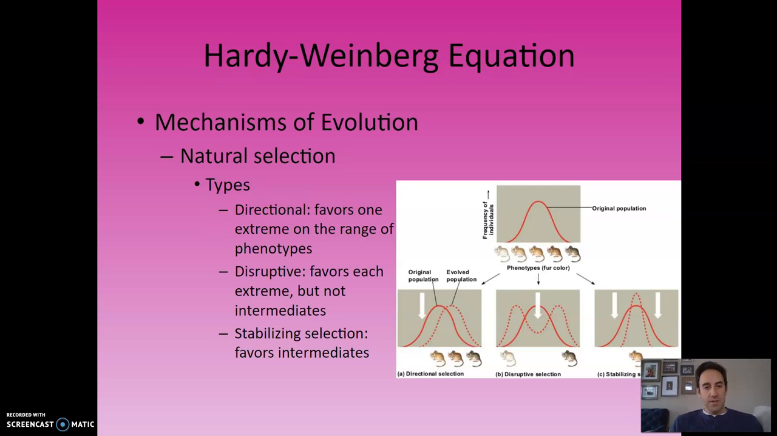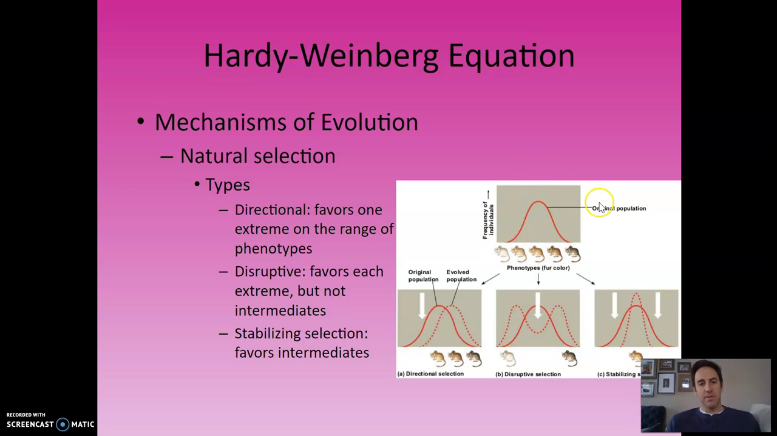So there are 3 types of natural selection. And you can imagine if you have a frequency of individuals, in this case we have mouse fur color here. And the frequency of individuals follows kind of this bell curve where most are kind of this brownish color. You've got a few on one extreme with the white fur, a few on this extreme with the black fur.